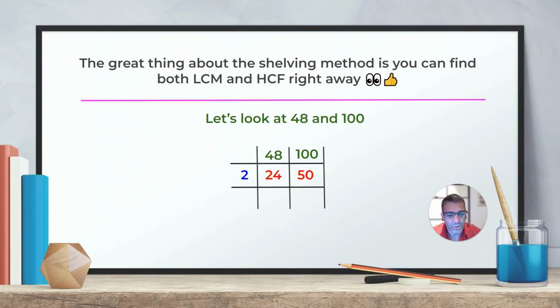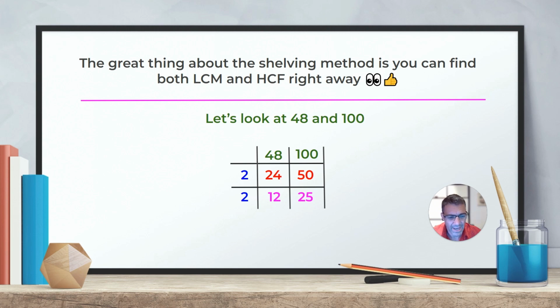Now we notice that 24 and 50 are even, and so we can divide by 2 again. So let's do that right now. We divide by 2, write a 2 on the left hand side. We're left with 12, and 50 divided by 2, which is 25. Now when you look at 12 and 25, 12 is made up of 4 and 3, 25 is made up of 5 and 5. They have no common factors left. So we're pretty much done with our little shelving method.